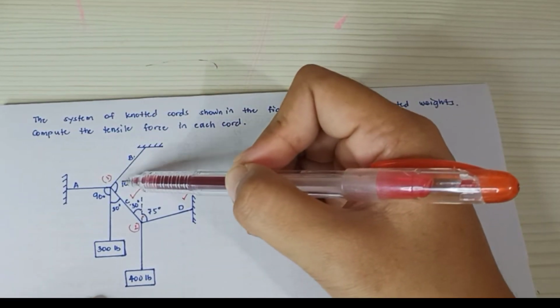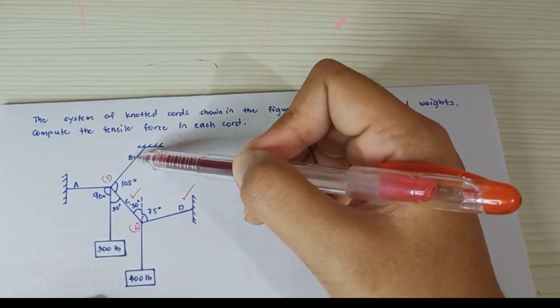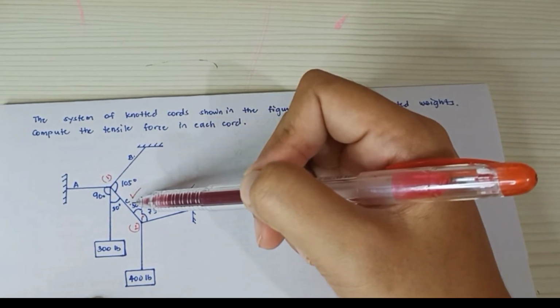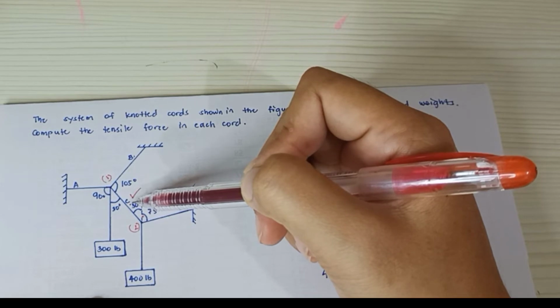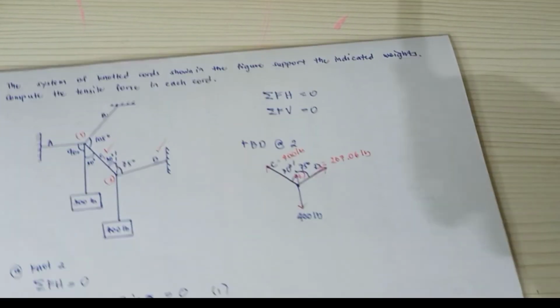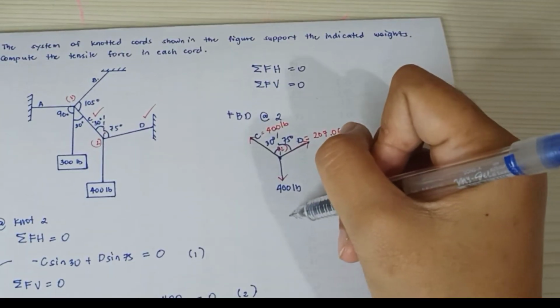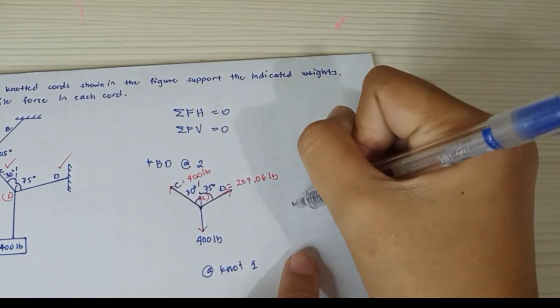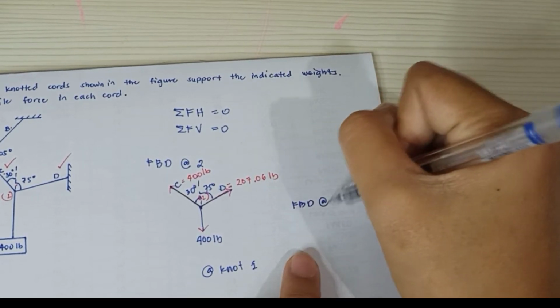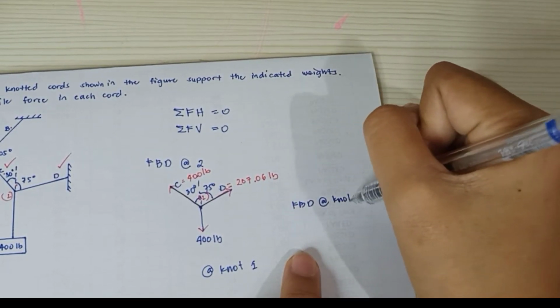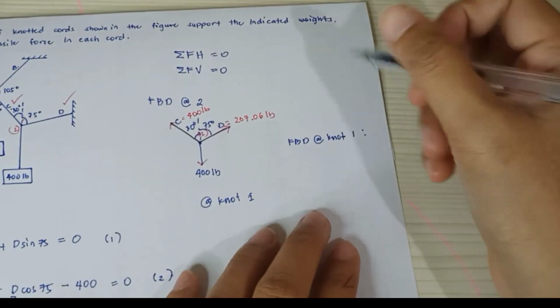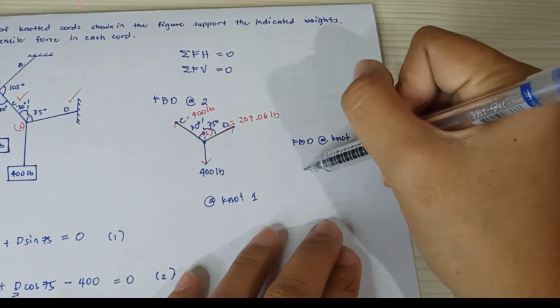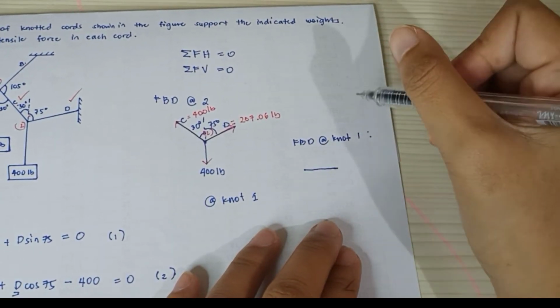Ngayon naman, kailangan nating isolve yung value ng A and value ng B using the value of C. So, solve natin at knot 1. And then, free body diagram at knot 1. Ito, kailangan nating i-drawing ulit para medyo mas maliwanag sa atin.